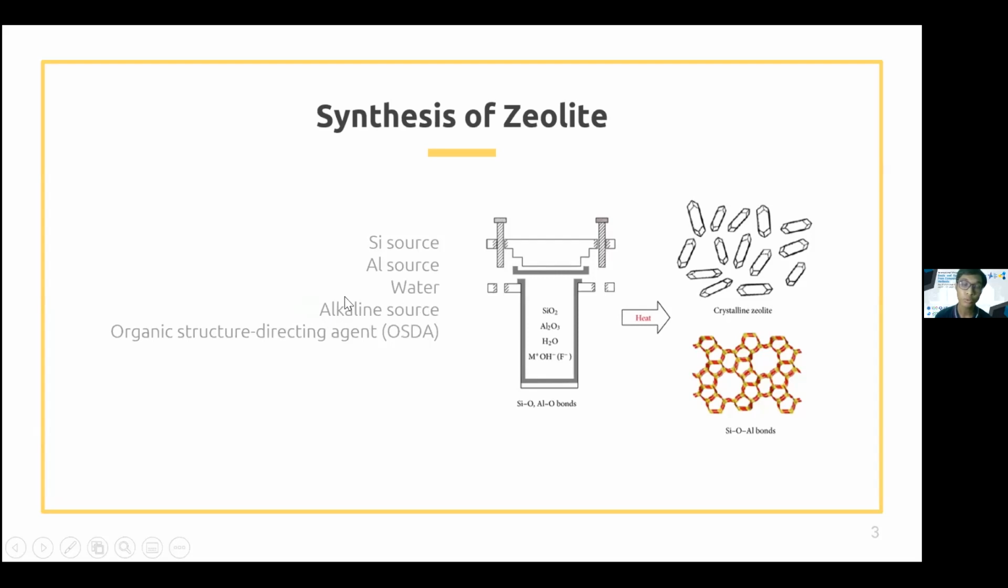We use alkaline source to make the crystalline. First the zeolite is amorphous, and we need alkaline to turn the zeolite into crystal, because the alkaline will drive the process of hydrolysis and condensation, and OSDA acts as the template. So the hydrolysis and condensation process will take place around the OSDA. The zeolite will form around the OSDA.